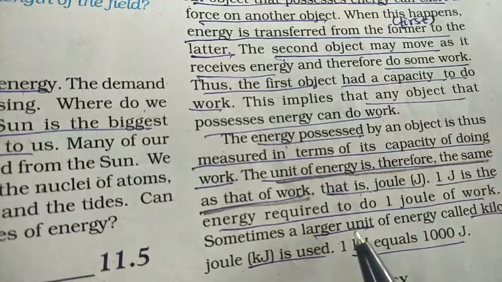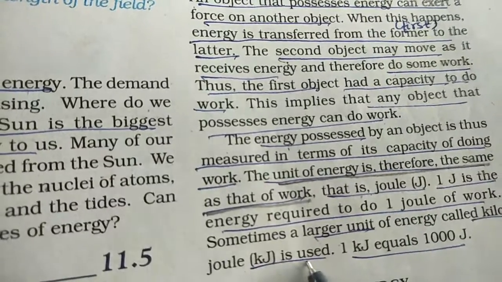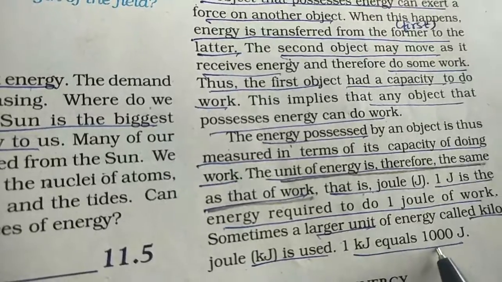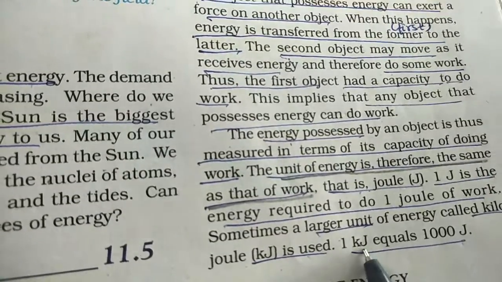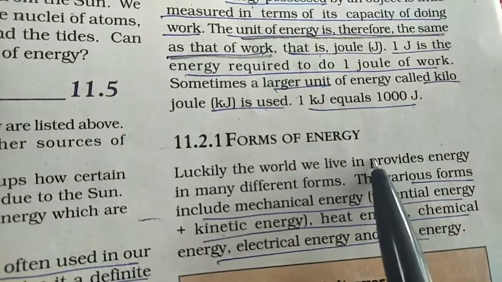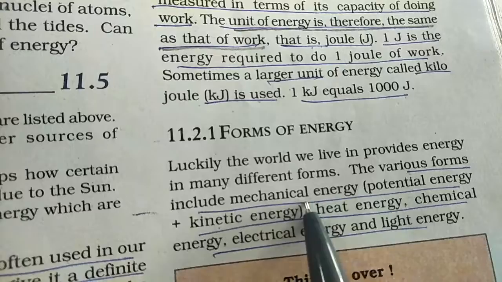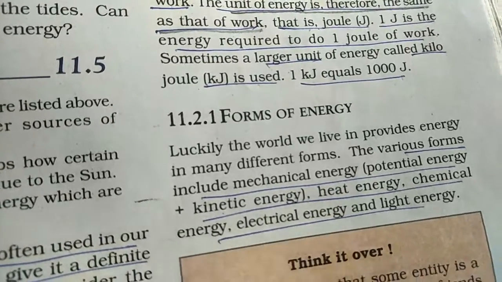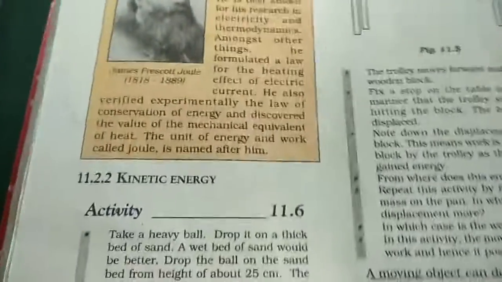Sometimes you have to use a larger unit, like the kilojoule. Now what is a kilojoule? 1 kilojoule is equal to 1000 joules. Now there are different forms of energy which we have already seen in lower classes, like mechanical energy, potential energy, kinetic energy, heat energy, chemical energy, electrical energy and light energy. All these forms we have already studied in the lower class.